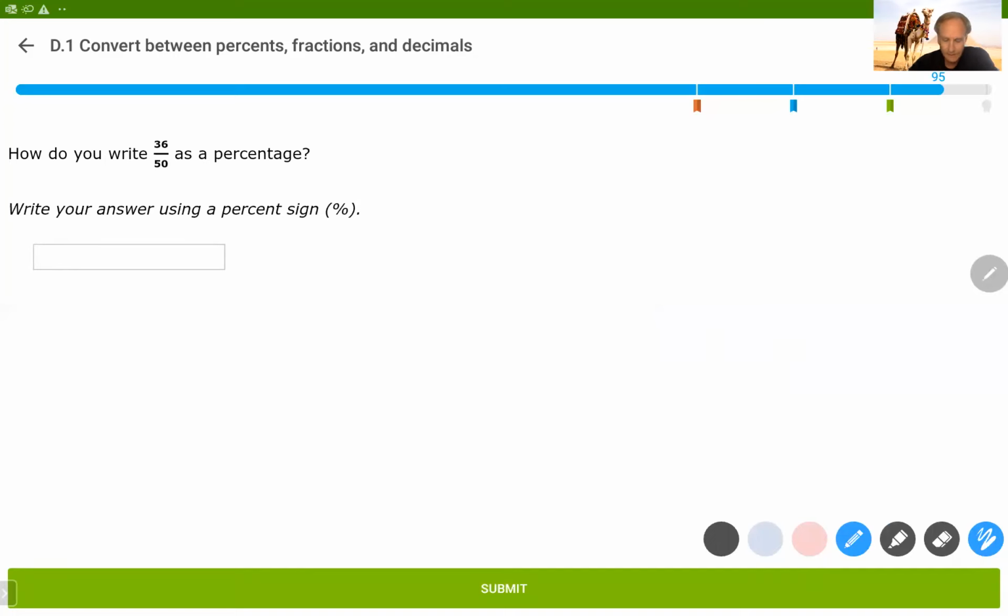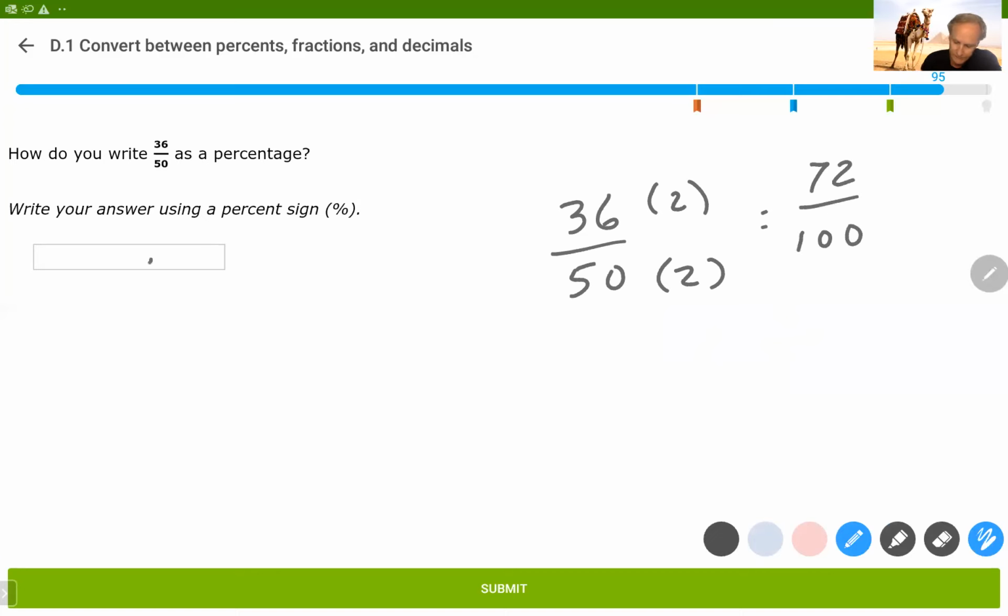And back to the 50ths. 36 50ths changed to hundredths. I just multiply by 2 and get 72 hundredths, which is 72%.